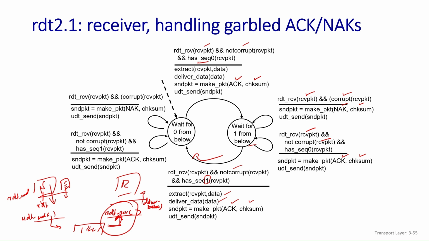So on the sender side, it will wait for a call from above, meaning the application layer is calling this method interface that we have introduced to pass the data. And on the receiver side, this reliable data transfer is always waiting for the call from below, meaning for the arriving packet at the receiver side.